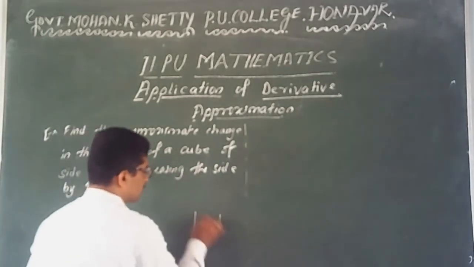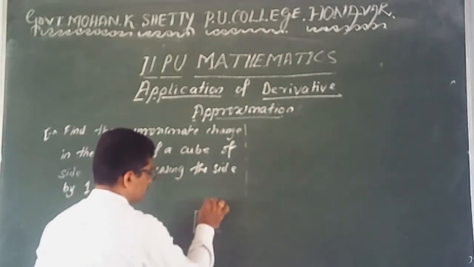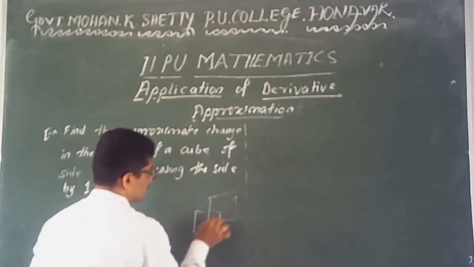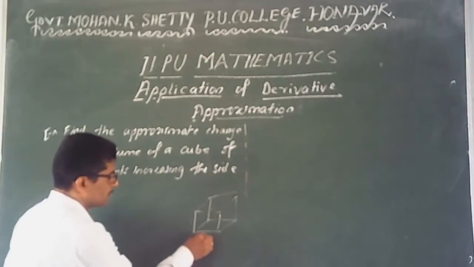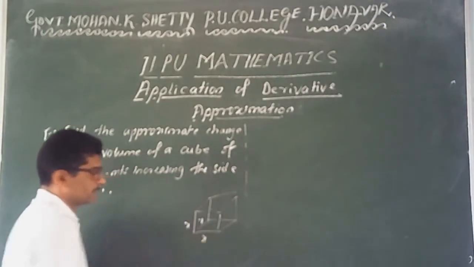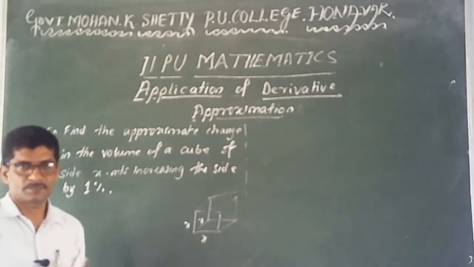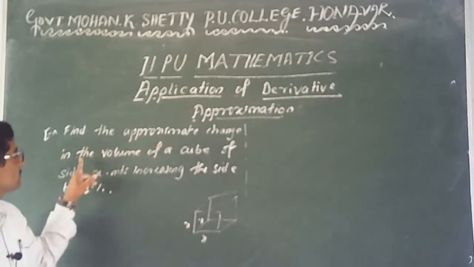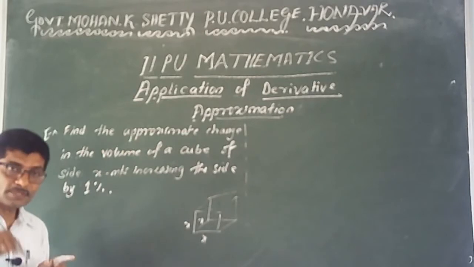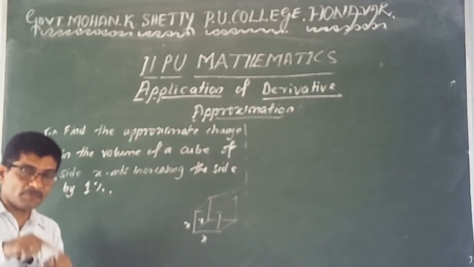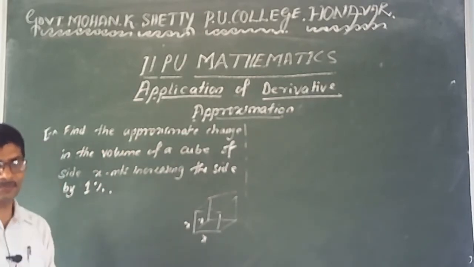Suppose this one is the cube. The side of the cube is given, and cube means all sides are equal. This one is x. The approximate change in the volume of a cube is what we need, the change of the cube. It means here find the error of the calculation of the volume of a cube.